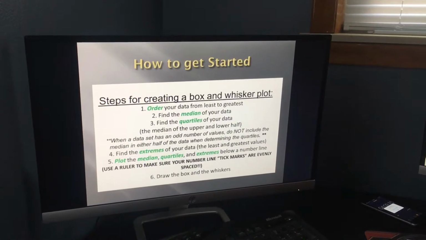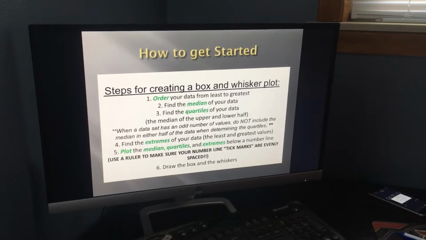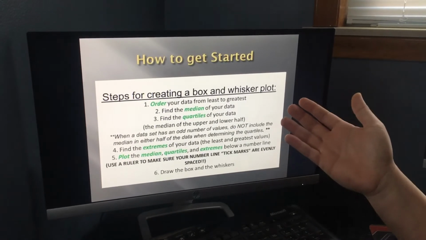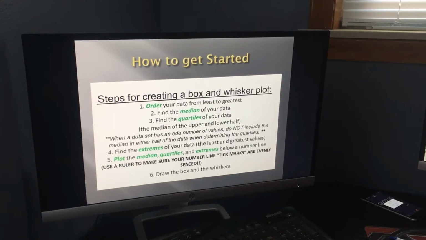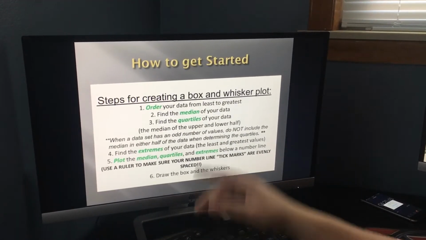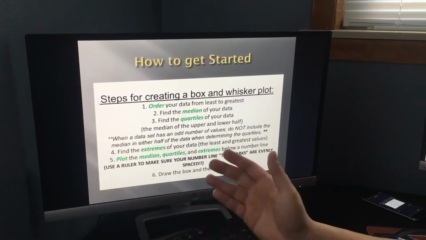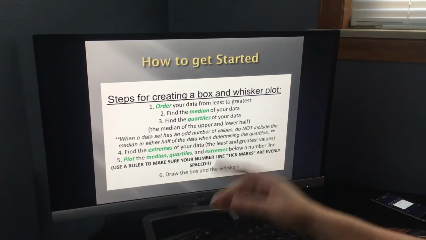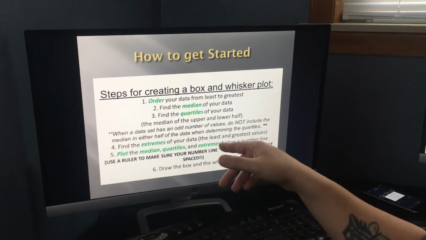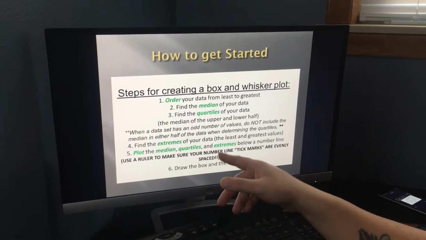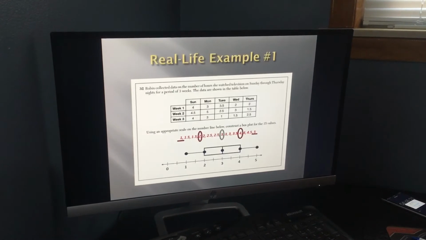How to get started. So the steps for creating a box and whisker plot are, number one, you have to order your data from least to greatest. So if you have 10 numbers in a data set, 1, 2, 3, 4, 5, 6, 7, 8, 9, 10, you would order them exactly so. You would find the median of that set. So in 10, it would be 5. That would be your median because it's the very middle number. Then you would find the quartiles of your data. You'd find the extremes of your data, the least and the greatest values, and then you would plot the median, quartiles, and extremes below a number line. Draw the box and the whiskers after that.